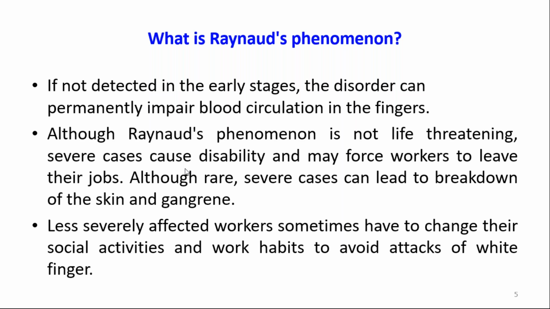Because if your job is mainly related to the fingers, mainly related to the hands, then you may lose your job. Although rare, severe cases can lead to the breakdown of the skin and gangrene. Gangrene normally occurs when there is an injury, and if you are not aware of this injury, then gangrene may happen. That is nothing but infection, or continuous infection, of some part of your body or throughout your body. Sometimes the breakdown of the skin can happen due to Raynaud's phenomenon if it is a severe case, and it is a rare case.